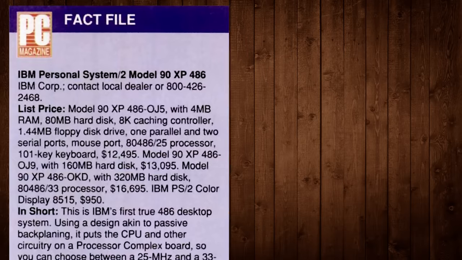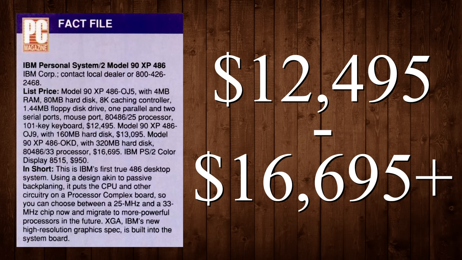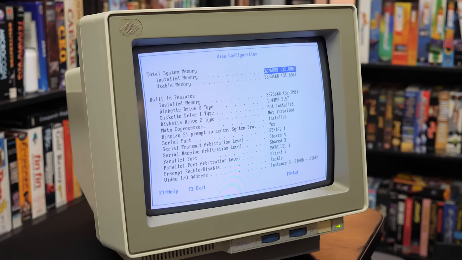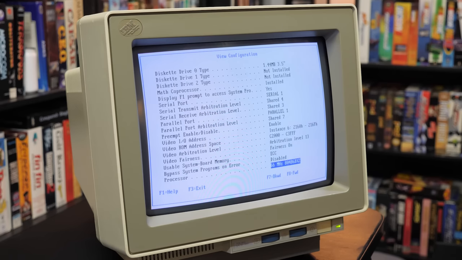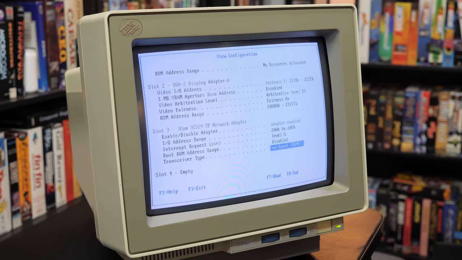Announced in October of 1990 and costing anywhere from $12,500 on the low end to $17,000 or more, fully equipped. Seriously. At the time of recording this, that is the equivalent of paying $23,000 to $31,000 all for a computer running a 33 megahertz 486.